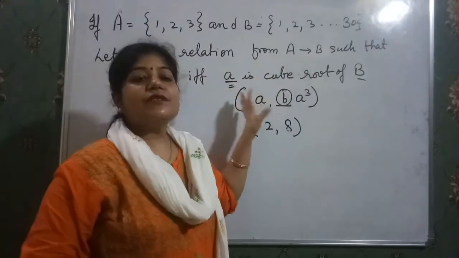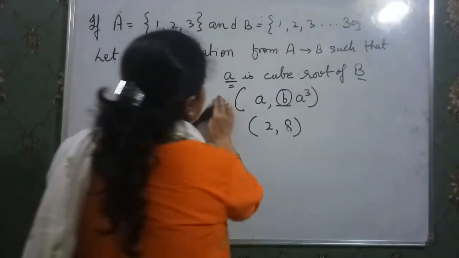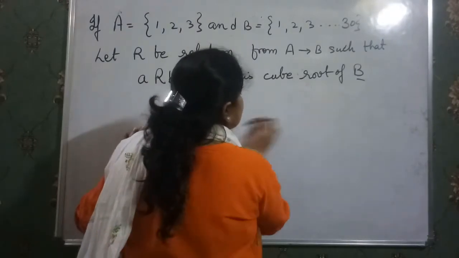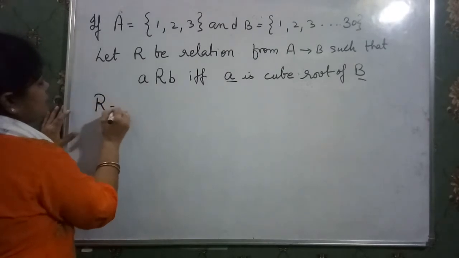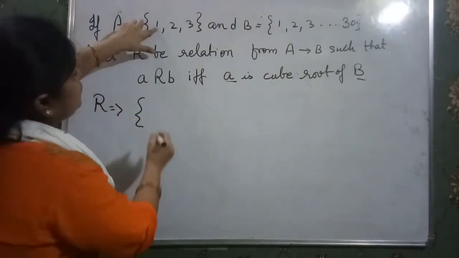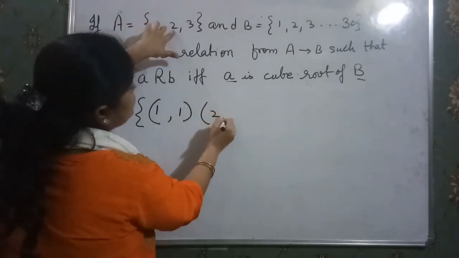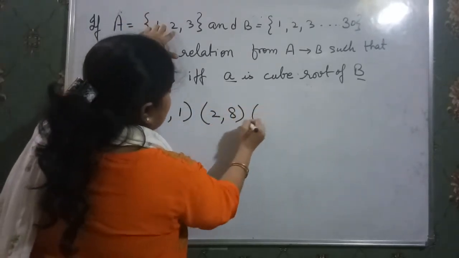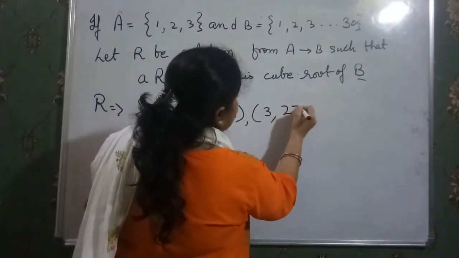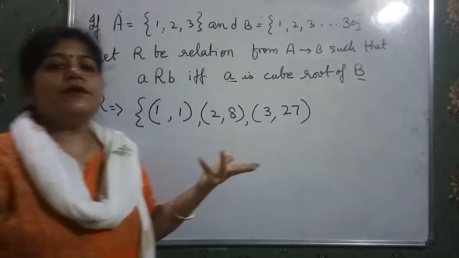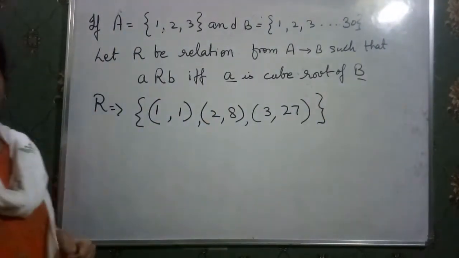Actually, the condition which is given in the question must be properly understood by you. Otherwise, you will not be able to solve it. Okay? Now we have to find the relation. I write 1, the cube of 1 is the same. Now 2, it is 8. Then 3, 3 threes are 9, 3 nines are 27. Then over. Clear? So this is the relation in this question.